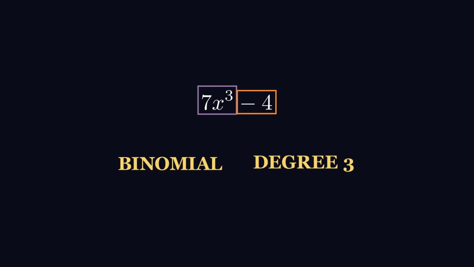That's it. Quick check. 7x cubed minus 4. 2 terms, biggest power 3. So, binomial, degree 3. See? You're already smarter than you were 90 seconds ago. Don't let it go to your head. Now let's add a couple together.